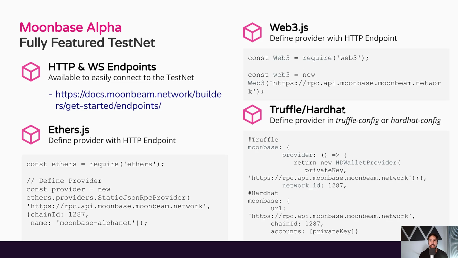For Truffle and Hardhat, define the provider in the Truffle config or Hardhat config file as you would expect with any other network. It's very straightforward. Just by using the endpoint and the chain ID, you have everything ready to go.